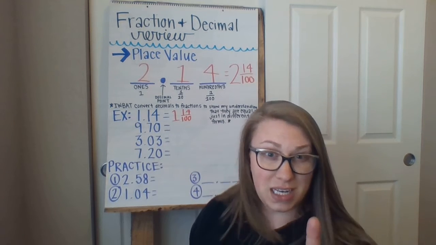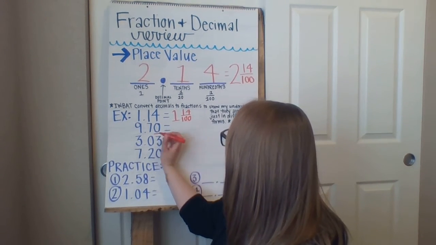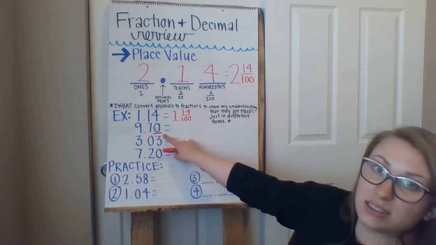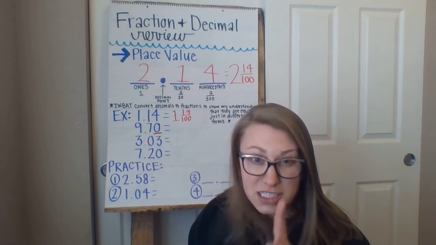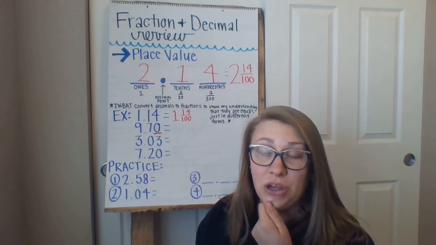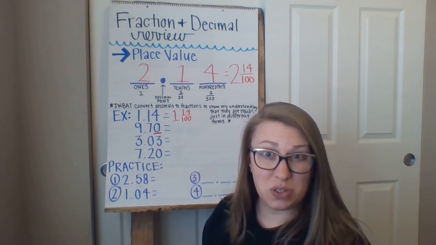Next up, I have 9.70. So I'm noticing here that there is a 0 in the hundredths place. Remember, here's the hundredths place. Same, okay? Because there is a 0 there, I don't need to go to the hundredths to write my mixed number. Okay, I can actually just write in the tenths.